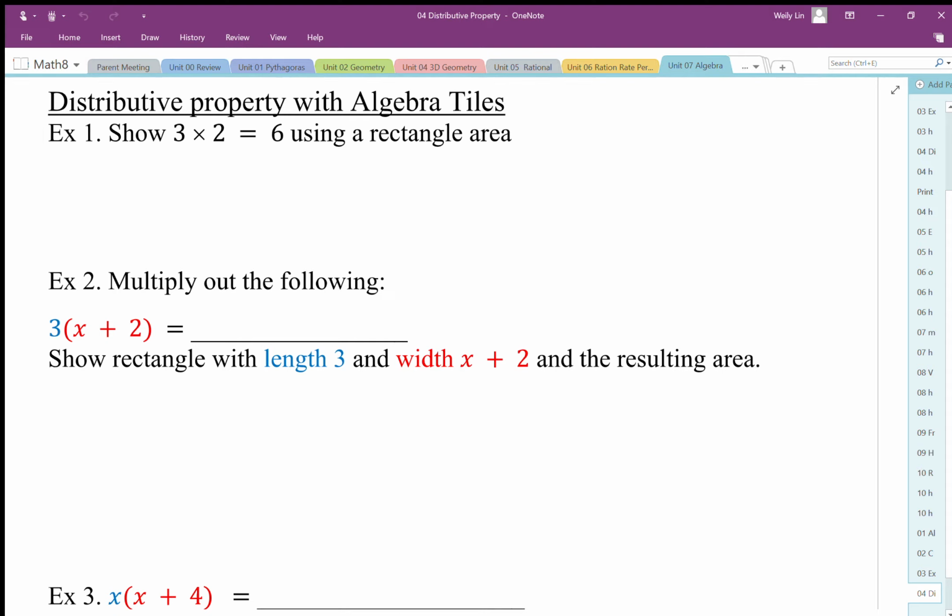What does distribution look like with algebra tiles? Well, we'll first look at a rectangular area, and if we want to show 3 times 2 equals 6, what we can do is show 3 parts one way and 2 parts the other way, and we can see that 3 times 2 gives us an area of 6.